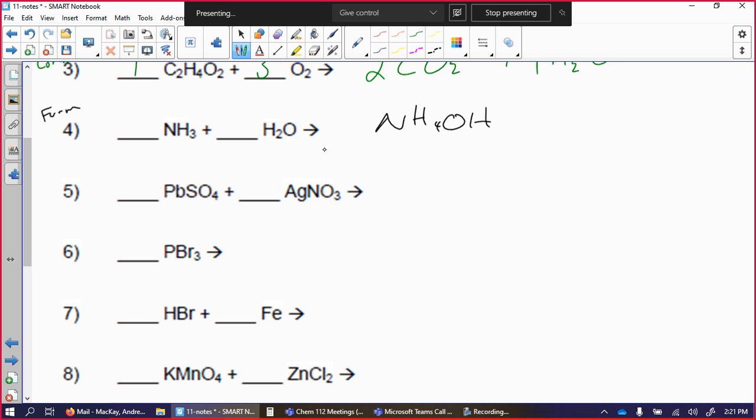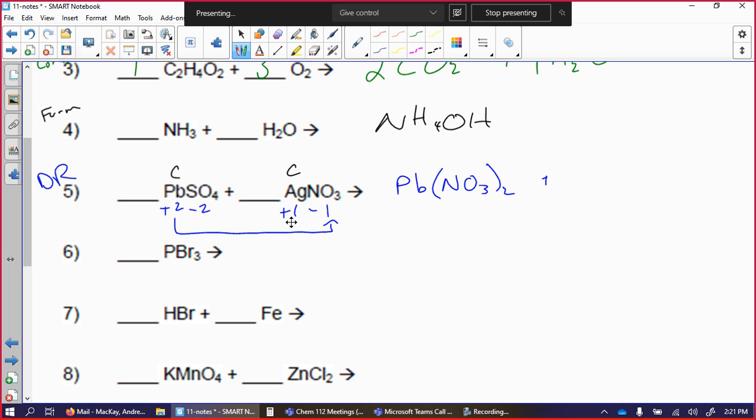Lead sulfate and silver nitrate, compound, compound. So this is double replacement. Sulfate is minus 2, which means this is plus 2. Silver is plus 1, nitrate minus 1. Lead 2, nitrate, silver and sulfate. So I need to get to minus 2. 2 plus 1s should balance that.